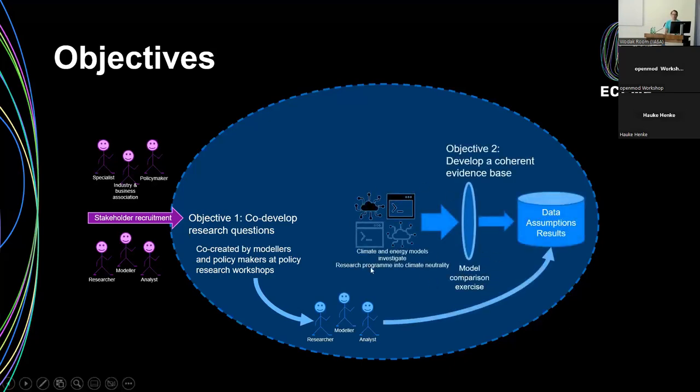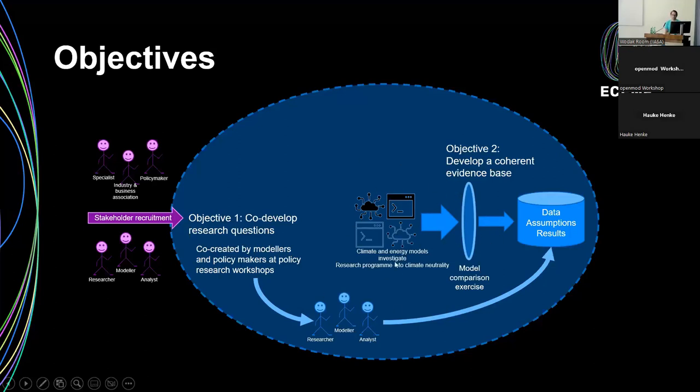So central to the project is to develop what's called a coherent evidence base. So the idea is that, well, there's this huge number of models, they're all producing different results, but we actually need some kind of process or exercise to distill the main insights from these huge number of models. And so within the project, we're doing a model comparison, and I'm gonna describe this process in more detail later.